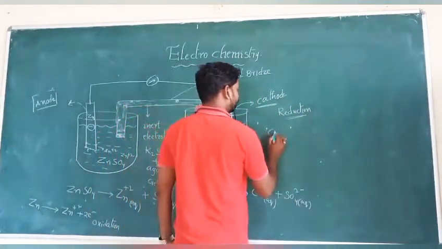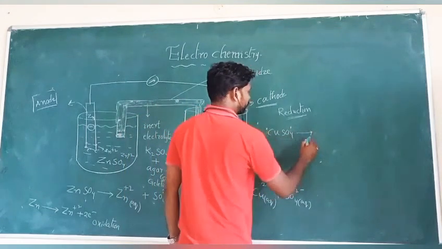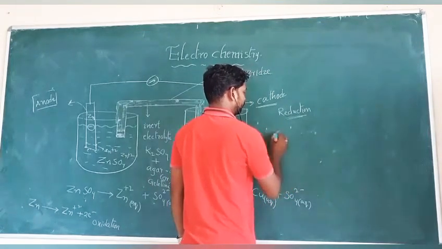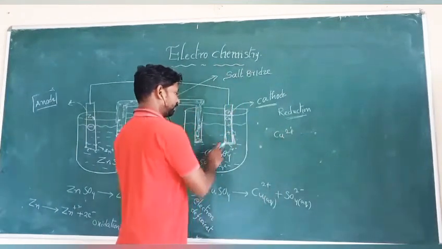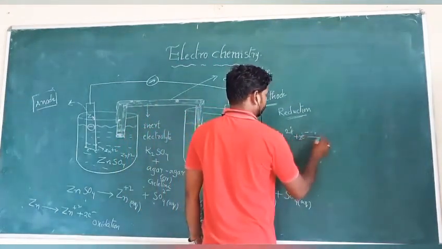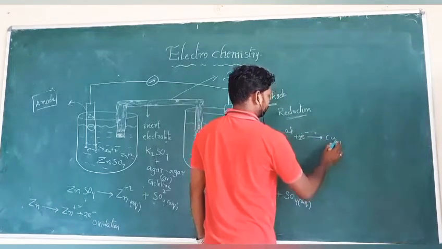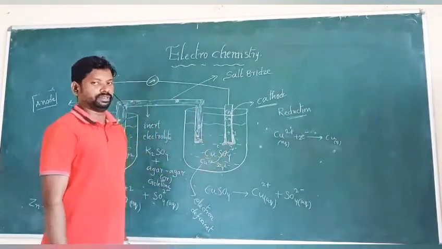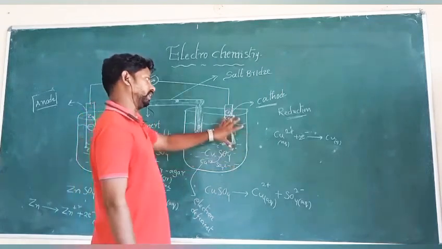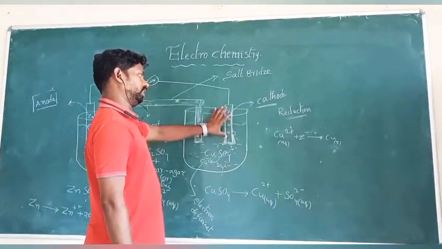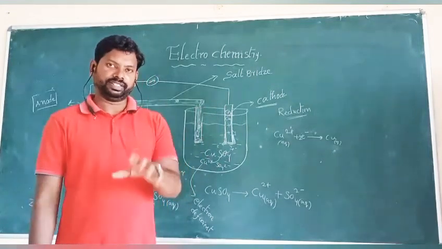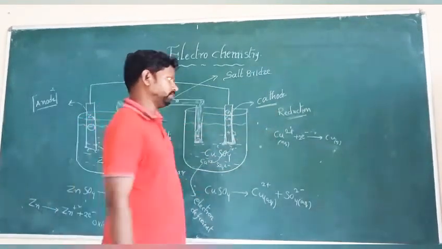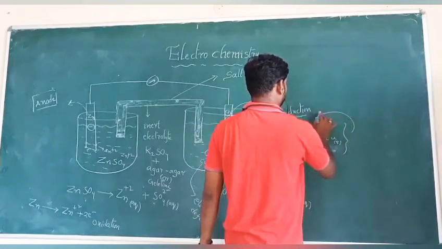If you take this CuSO4 solution, the Cu2+ gains electrons and forms Cu. This Cu is deposited on the cathode rod. So here it forms a positive charge. The rod which contains a positive charge, we call the cathode. At the cathode, always a reduction takes place.